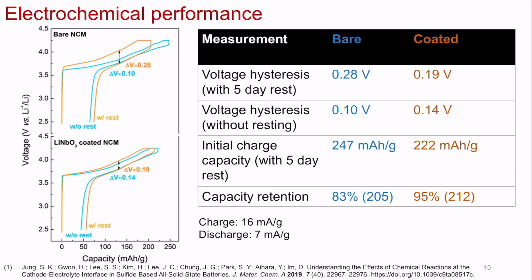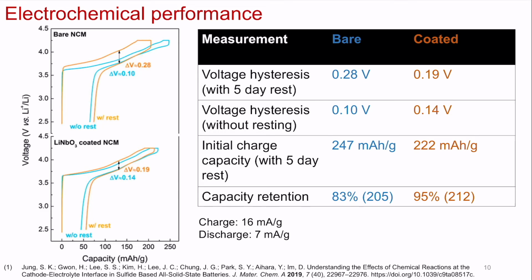Now, if you do age it and rest, what we've seen is that the voltage hysteresis is actually smaller for the coated than that of the bare. Okay? And while you can get the initial charge capacity to be a little bit more, even with aging, for bare 247 milliamp hour per gram versus coated, you have now less active material, or rather the initial is 222 milliamp hour per gram. The capacity retention, though, if you look at it, is more significant for coated over time.